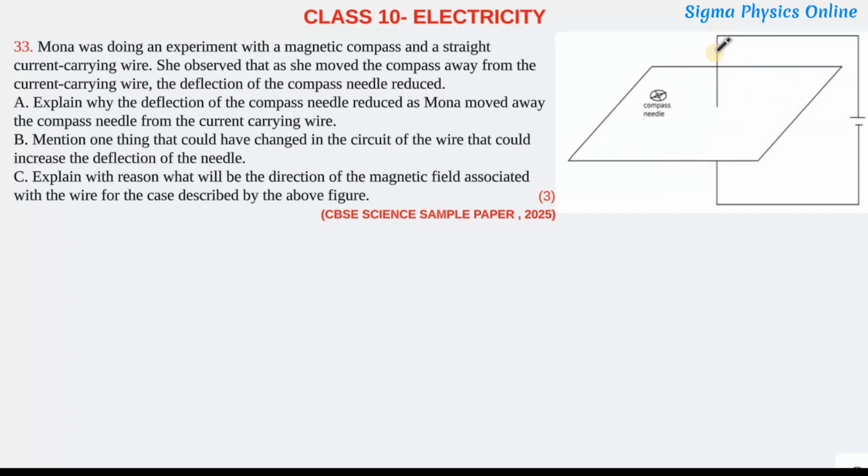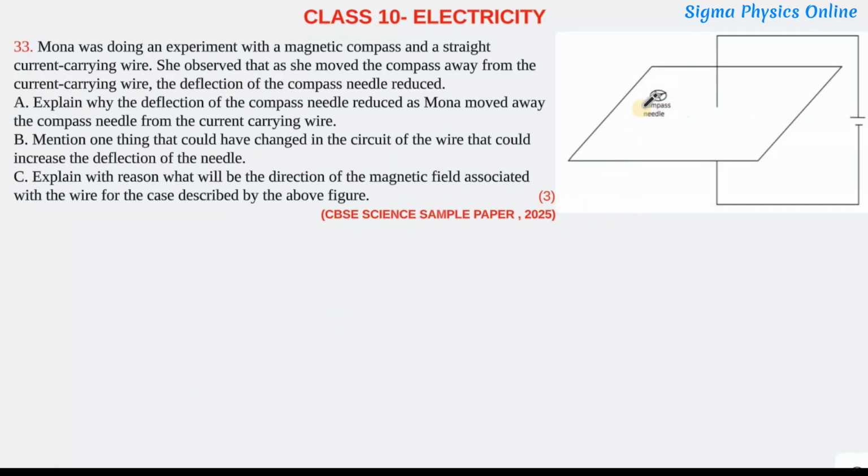So here we have a plane in which there is a current carrying wire which passes through this plane, and here we have a battery, and when the battery is switched on, the current starts flowing in this wire and there is a compass needle which is placed. Now Mona had placed a compass needle somewhere near the wire, but as she moved the compass needle away from the wire, the deflection of the compass needle reduced. So using these observations, we have to answer these questions. So let's answer them one by one.